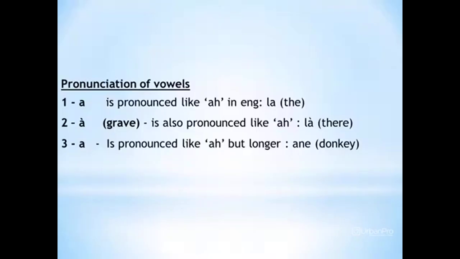You pronounce the second A with your throat, the first one with a rounded tongue. The third A is pronounced like a with a longer notation, like donkey. So you stretch it out a little bit, that A. So the three A's that we have in French letters are quite different, and we have to understand their difference.